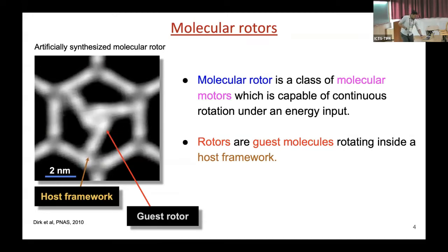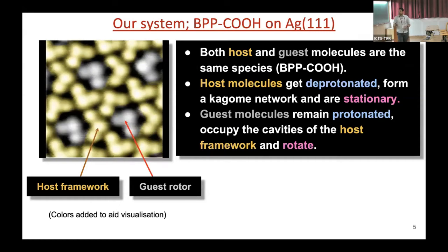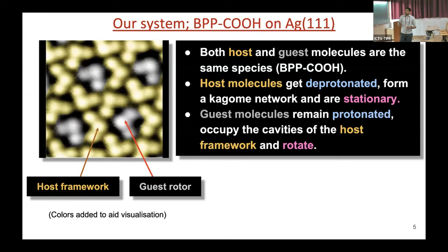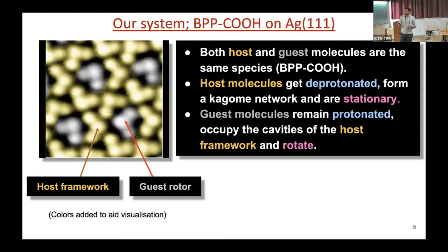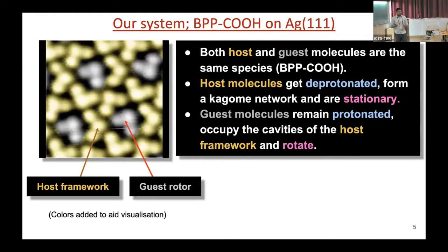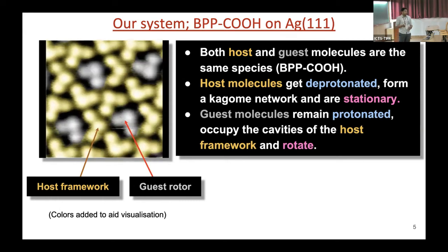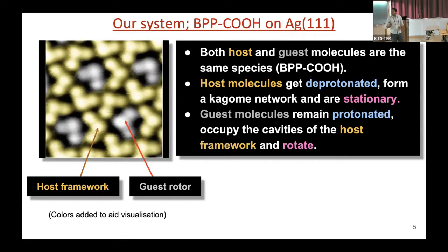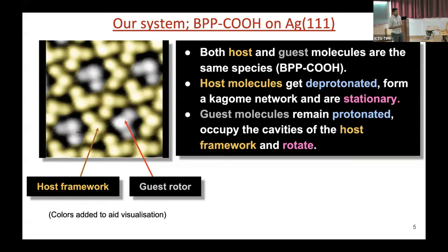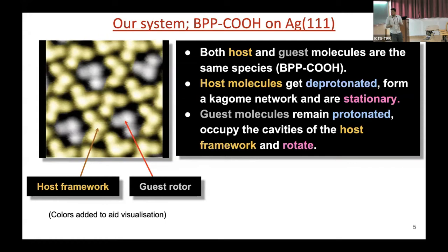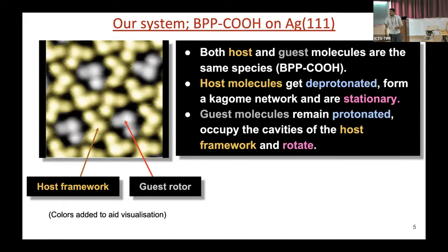If I introduce you to our system, you can see this yellow highlighted rigid framework is the host framework, whereas inside there is the rotating unit. If you focus on some of the gray highlighted area, you will see that with time they are rotating. That is the guest unit rotating inside the pore. Interestingly, in our case, both the host and the guest molecules are of the same species, that is the BPP-COOH molecule. The host molecules, which are yellow highlighted, get deprotonated and form this kind of rigid Kagome network and generate the pore inside the Kagome network, where the guest molecules remain protonated and occupy the cavity of the host framework and rotate.